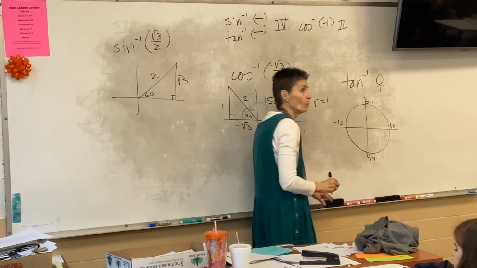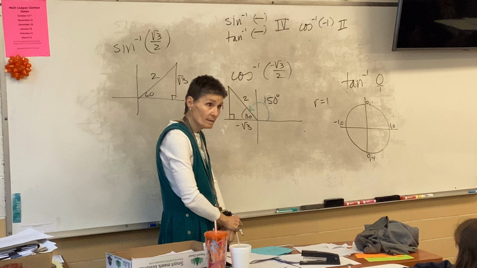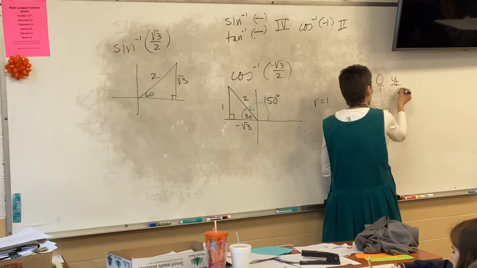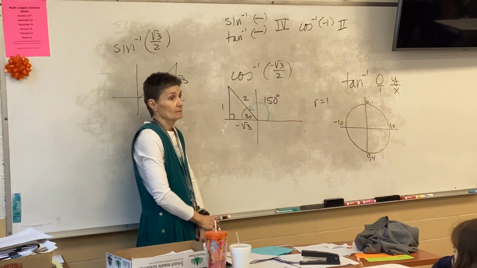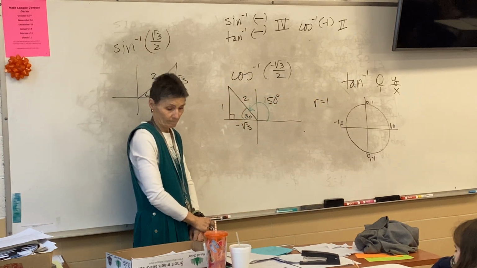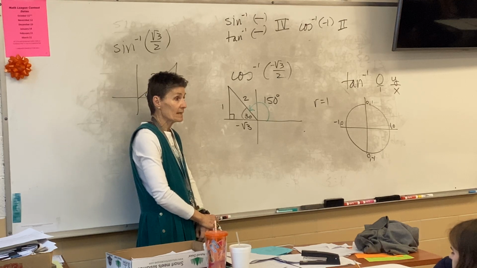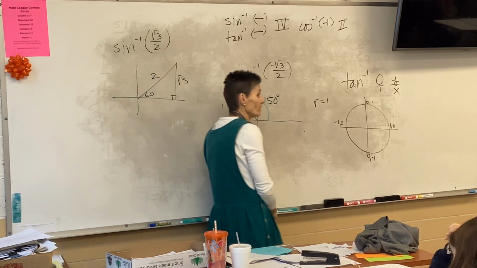There are all of our points. And we're going to find the one where if we put y over x, we get 0. Remember, tangent is y over x. So where does that happen?